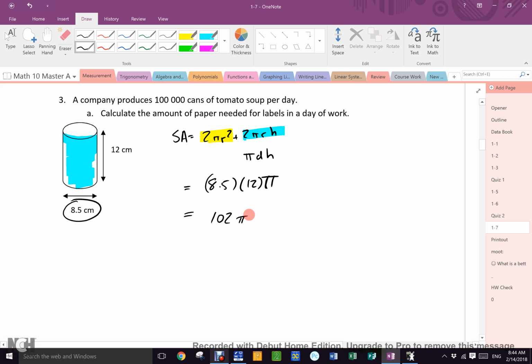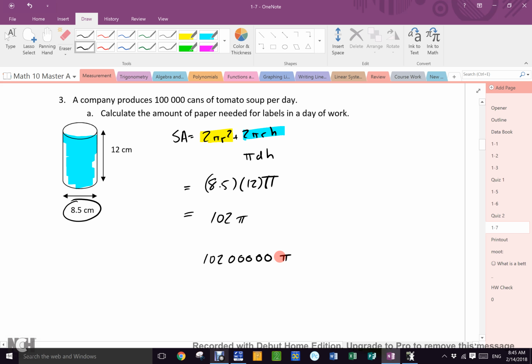To do 1 can of soup. How many cans of soup must I do? So what do I got to do with 102? I got to multiply it by 100,000, yes? So how many zeros do I have to add? 5 zeros. 102 and 1, 2, 3, 4, 5 zeros. Pi. If I leave it as pi, that is done, yes?